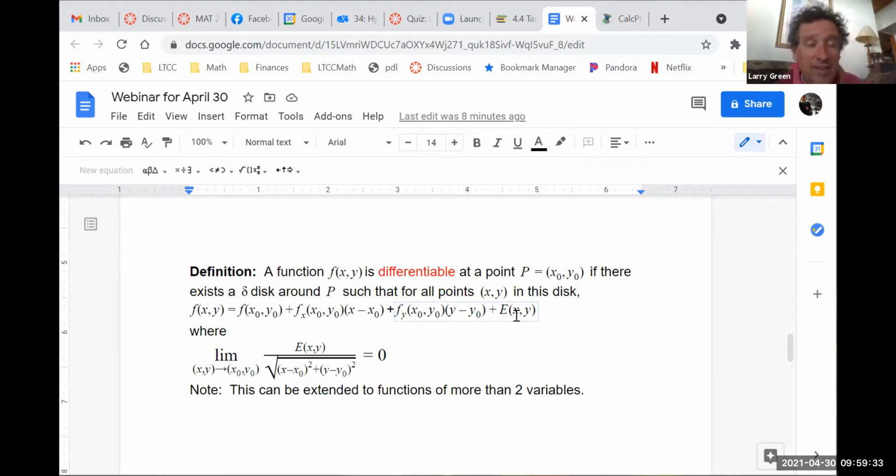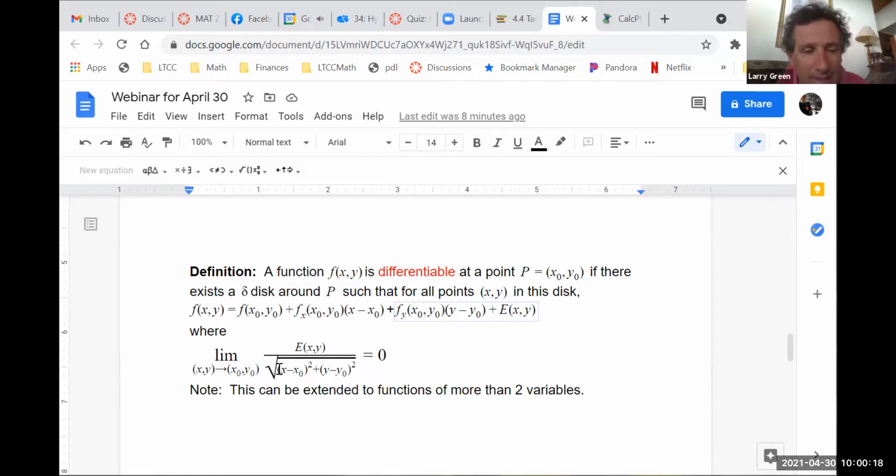So what it says is that the tangent line is a good approximation to the function. And what does it mean for it to be a good approximation? If you take the error term and divide by the square root of x minus x naught squared plus y minus y naught squared, what is that geometrically, or in words? That's the r, the distance from the point x naught to your x, y coordinate.